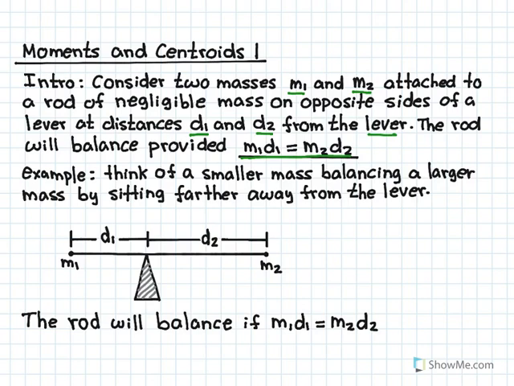For example, think of a smaller mass balancing a larger mass by sitting farther away from the lever. Here's a smaller mass, M2, and here's a larger mass, M1. So the balance happens when M1 D1, the product of mass times distance, is equal to M2 D2. Because M2 is a smaller mass, it has to sit farther away to balance the equation. So the rod will balance if M1 D1 is equal to M2 D2.